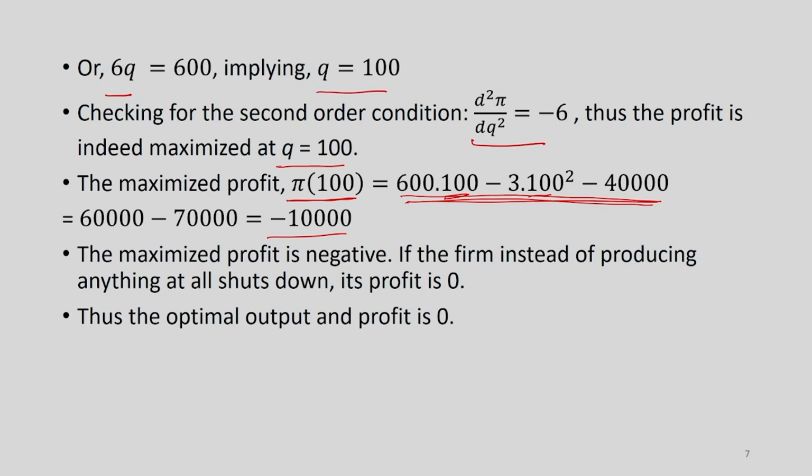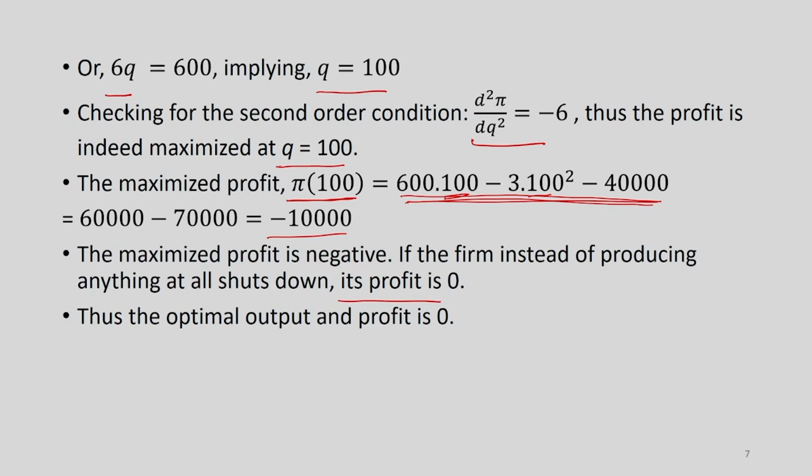If the firm, instead of producing anything at all, shuts down, then what happens? If the firm shuts down, it does not produce anything. So total revenue is equal to 0. Remember, at q is equal to 0, cost is not 40,000, it is 0 actually, that is specified in the question. So, therefore, profit will be 0 minus 0, that is 0.